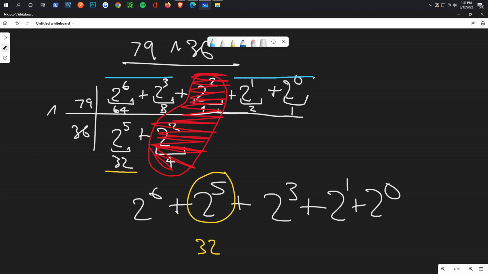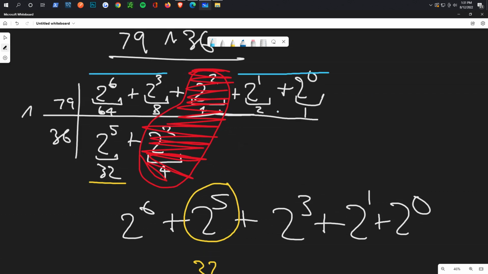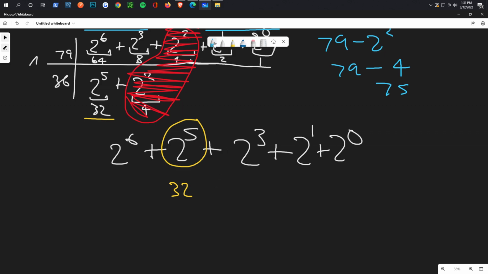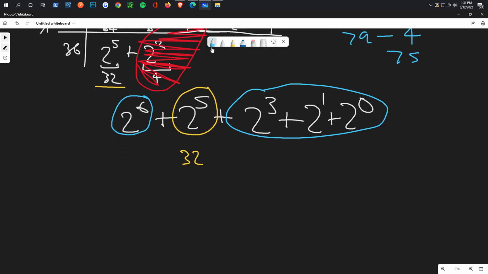For this range right here, we know that we only remove one value, and that was 2 to the 2. So what we can do is 79 minus 2 to the 2, which is 79 minus 4, and that equals 75. So everything in blue adds up to 75. So really we just end up with 75 plus 32, and this is just going to be 107.